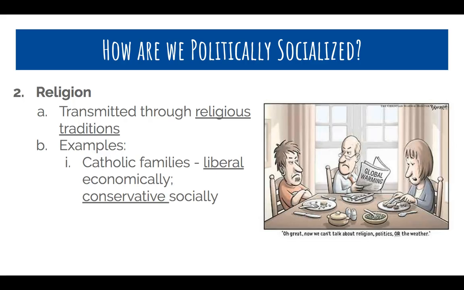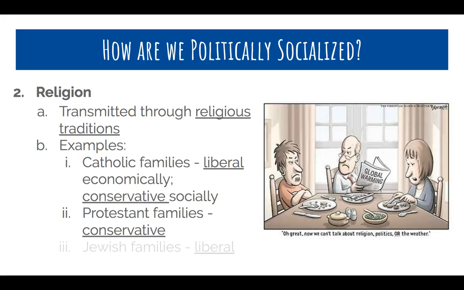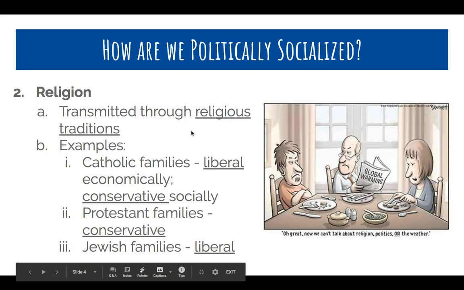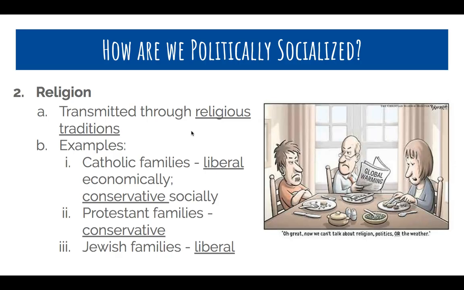Catholic families tend to be more liberal economically and conservative socially. And we'll talk about what those two terms mean, conservative versus liberal, in this video. But that's just a trend we see in terms of Catholic families. Protestant families tend to be conservative economically and socially. And Jewish families tend to be liberal economically and socially. So based on the religions and their values, we do see them producing patterns in how people come to view politics and then eventually how they vote.